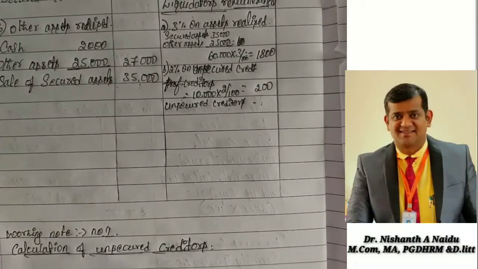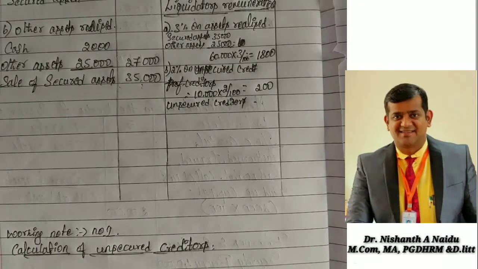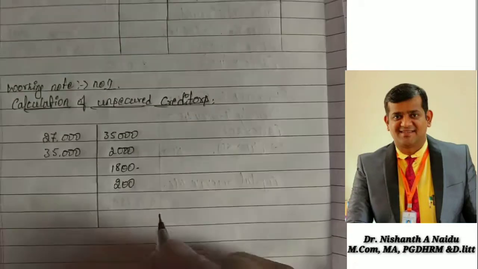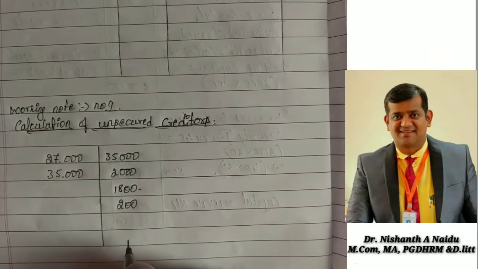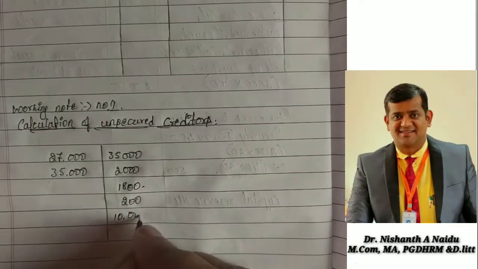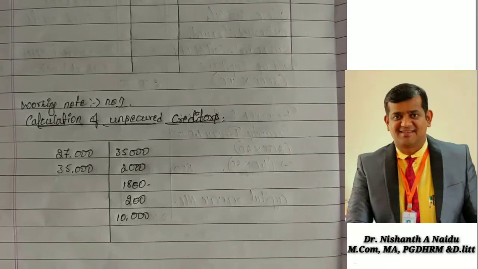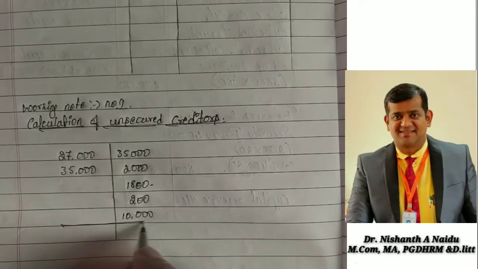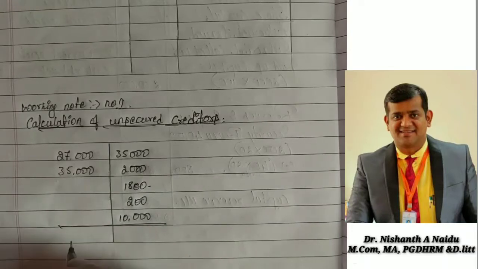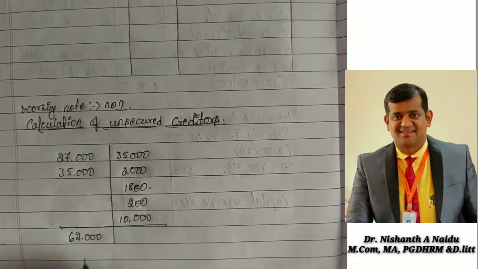Done. Next we have one more which we have not settled, that is preferential creditors. That also we should show. How much are the preferential creditors? Point number 3, 10,000 rupees. So that's all. Now let us find the total. 27,000 plus 35,000, 62,000. Correct.